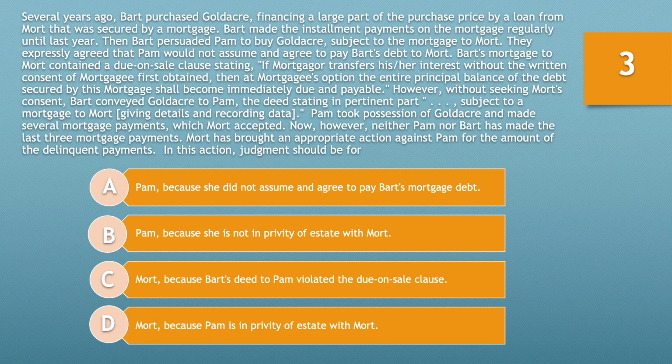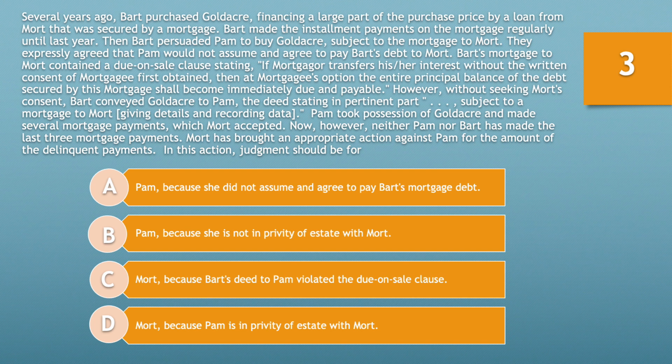Bart's mortgage to Mort contained a due-on-sale clause stating, if mortgagor transfers his or her interest without the written consent of mortgagee first obtained, then at mortgagee's option the entire principal balance of the debt secured by this mortgage shall become immediately due and payable. However, without seeking Mort's consent, Bart conveyed Goldacre to Pam, the deed stating in pertinent part, subject to a mortgage to Mort. Pam took possession of Goldacre and made several mortgage payments, which Mort accepted.